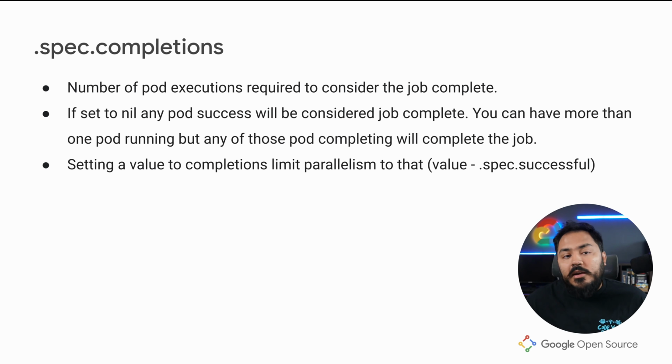The next field we're going to talk about is spec.completions. Spec.completions defines the number of pod executions required to consider the job complete. You could use a higher completion value than 1 to run multiple copies of the job. If the completion value is set to nil, then any completion would be considered a job success. Setting completions to any value limits the number of parallel executions you can have to that number minus the number of successful executions you already had. Let's look at an example.